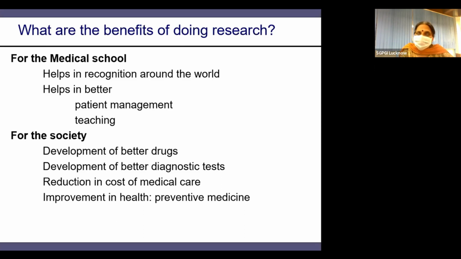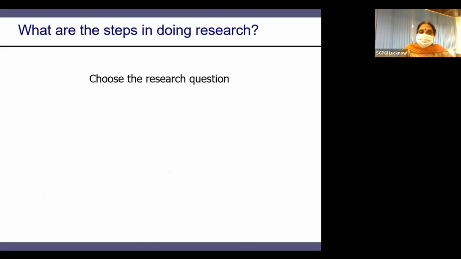And for the society, why does the society want us to do research? Because they want us to develop better drugs for them. They want us to develop better diagnostic tests so that diseases can be diagnosed much earlier. And for a country like ours, we also need research on how to reduce costs of medical care. And last but not the least, we don't want diseases. We want good health. So how can we have interventions which can prevent development of disease and improve our health indices? That is what the society is looking at.